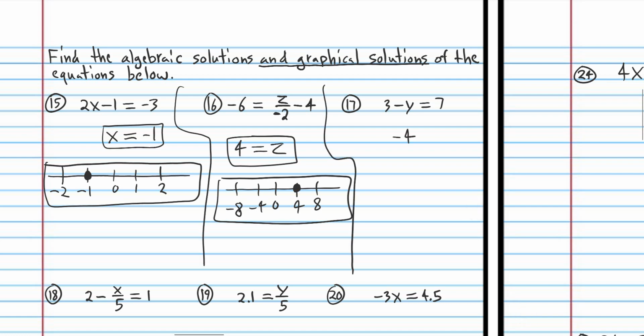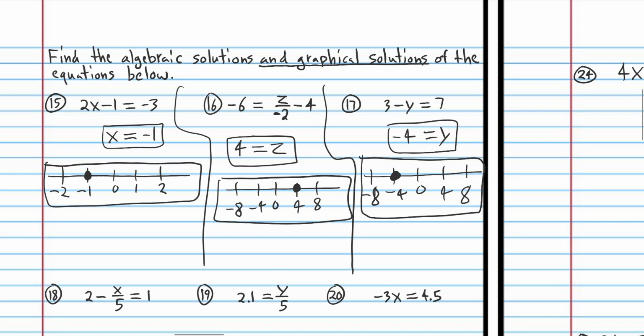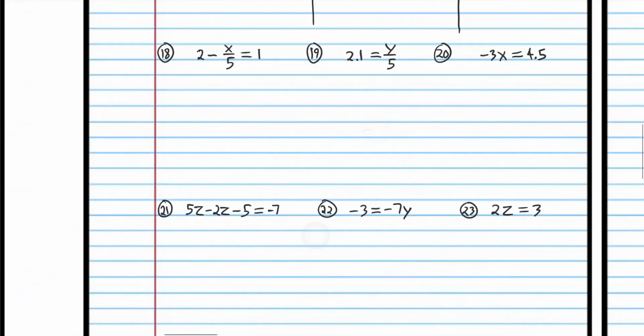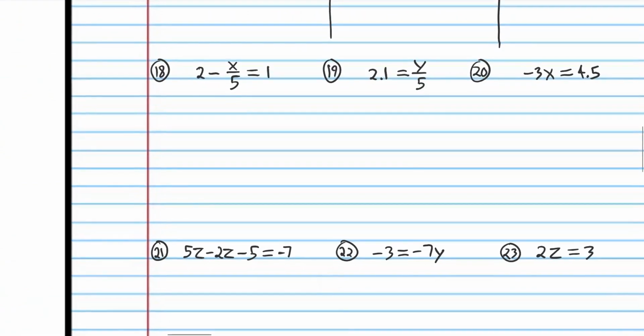So if I solve, I'm going to get -4. And so that's the algebraic solution. And this would be the graphical solution. So again, we have another equation here, and I'm going to do this in my head. So that's the algebraic solution. And then the graphical solution.